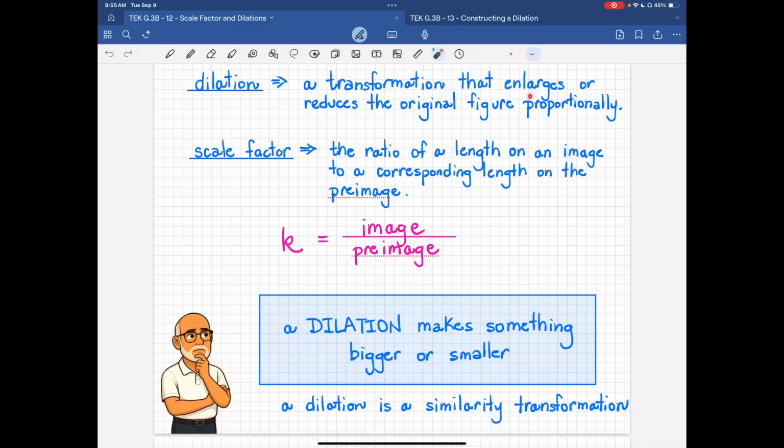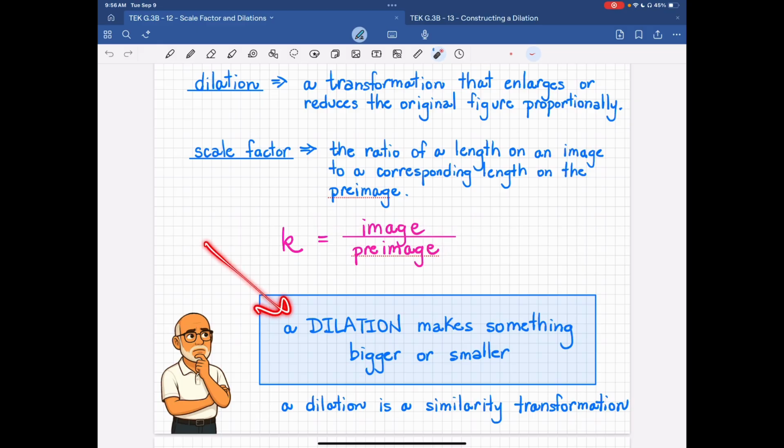Now, this proportionally piece signifies that we have a scale factor. And a scale factor is a ratio, which is a fraction of a length of an image to the corresponding length of the pre-image. So the variable that we use for scale factor is K, okay? And it's defined as the image divided by the pre-image.